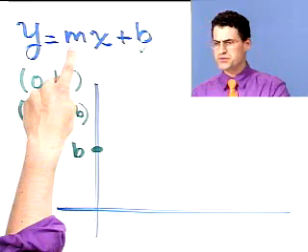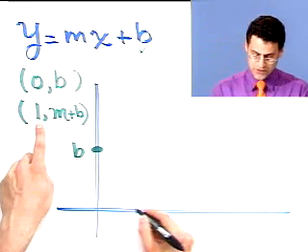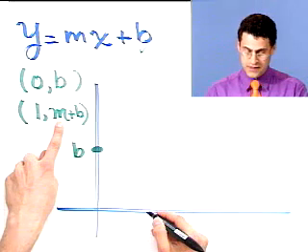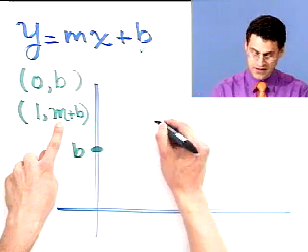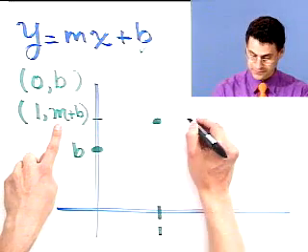Now, is the slope of this line really m? Well, let's see. I'm going to plot the second point. That's (1, m plus b). Let's suppose that maybe m plus b is over here. I'm just making this up, but this is a 1, and this, let's say, is m plus b.